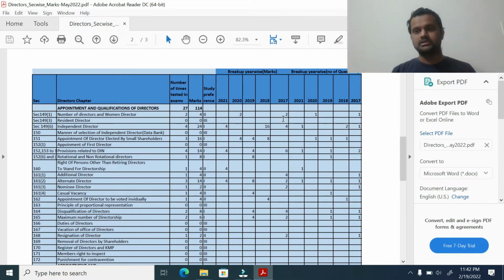So instead of focusing more on the resident director, you have to focus more on the independent director. Instead of focusing more on the duties of director, you can focus more on the disqualification of directors. So disqualification of directors, audit committee, independent director, these are the most important areas within the directors chapter. Okay, that is the concept behind preparing this table here. My intention is not to do a selective study. Selective study is always dangerous in CA exams. Don't ever do that. In the directors chapter, each and every section, each and every concept is very important for the exam.